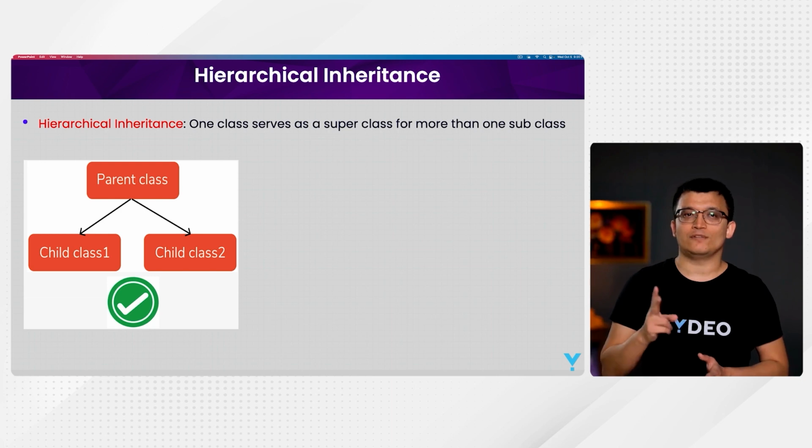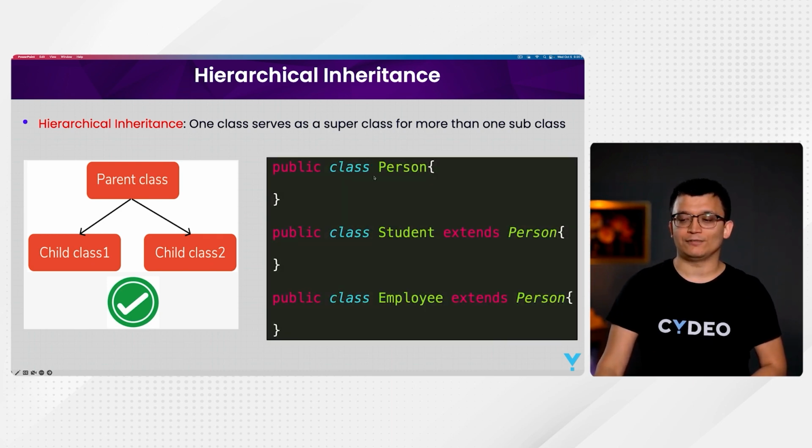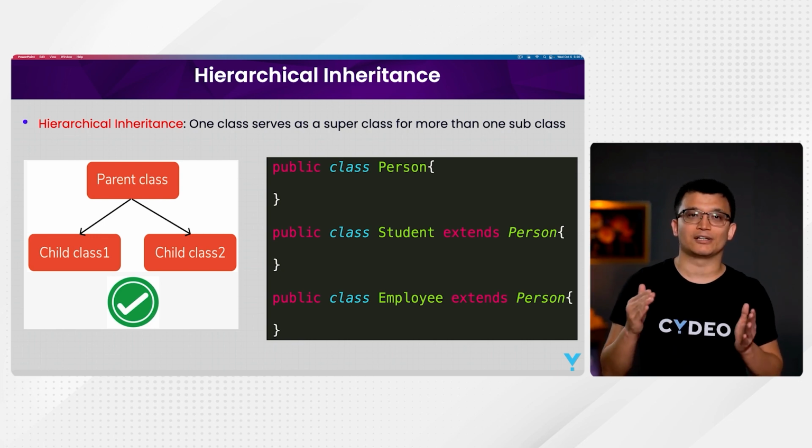Okay, so if one parent class has two or more child classes, then it is known as hierarchical inheritance. For example, if we have this person class and this person class is extended by student and employee both, that means person is the parent class of student and employee classes. Those two classes are the child classes of the person class, and the inheritance type between those three classes would be hierarchical inheritance.